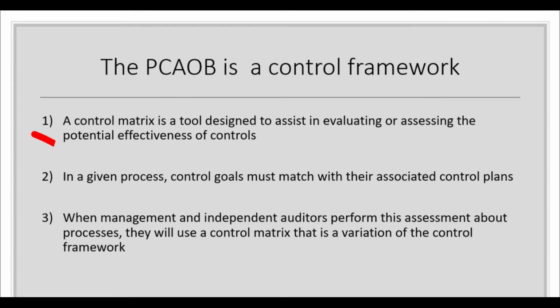In a given process, enterprise process and information process, there are control goals that must match with the control plans. When management and independent auditors perform this assessment about processes, they use a control matrix. But this control matrix is a template and it could be varied depending on the control framework of the enterprise.